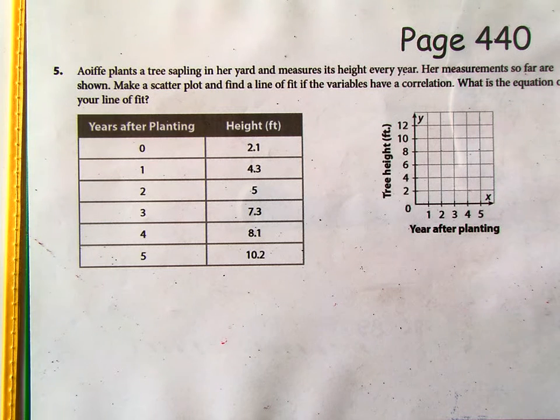So first what we have to do is plot it out and take a look to see if it has a correlation. And we're working with linear correlations here. So if it does have a linear correlation, then what we're supposed to do is make an equation, y equals mx plus b, a linear equation for that line. So I'm going to start off by just plotting the points here.